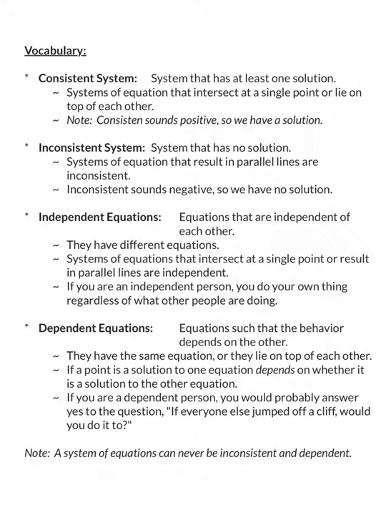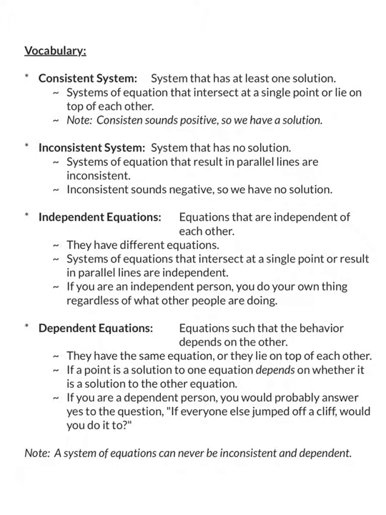Okay, so let's get into some vocabulary now. We have two ways that we're going to talk about systems of equations. The first one is we can talk about the system. A system can be consistent or inconsistent. A consistent system is a system of equations that has at least one solution. So our possibilities for consistent is systems of equations that intersect at a single point or lie on top of each other. Note, consistent sounds positive, which means we have a solution.